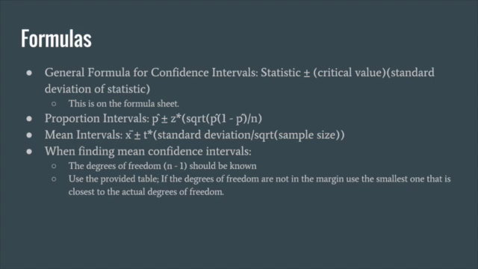For mean confidence intervals, your degrees of freedom must be known, and they're n minus 1, and you should always round down if your value is not on your t-table. You should never round up.